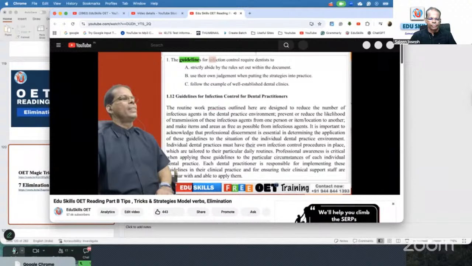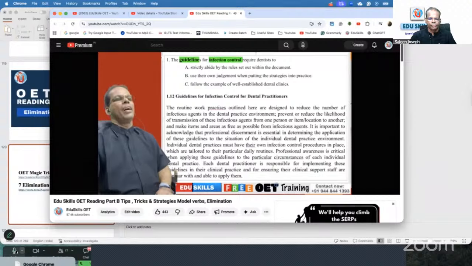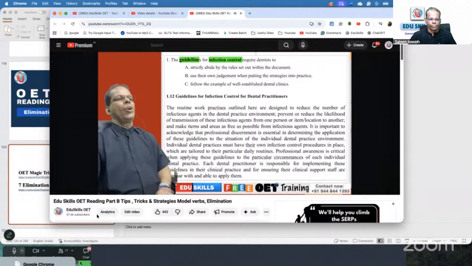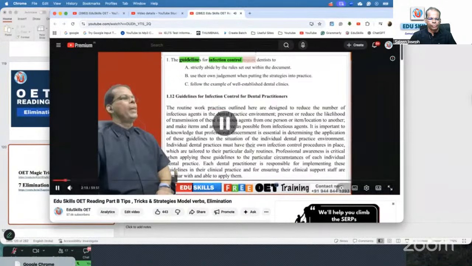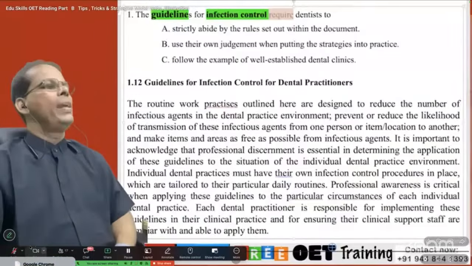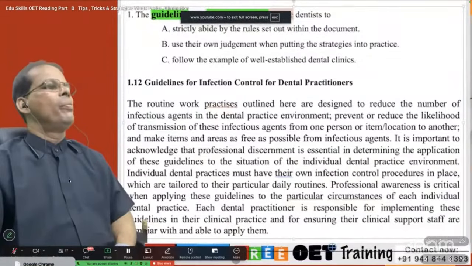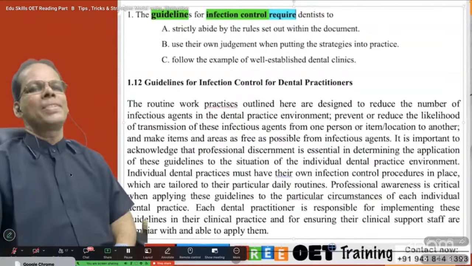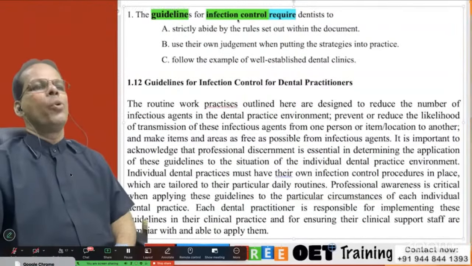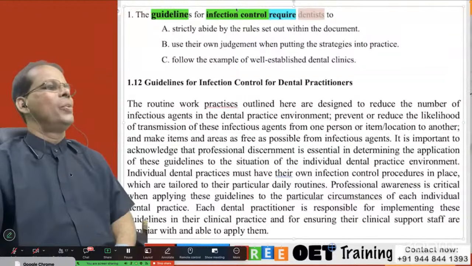What will be the topic? Infection control. And require something. Require means the synonym of must. Synonym of must. And requires from whom? From dentist. Dentist. How beautiful. Looking at the question itself, we feel so happy.